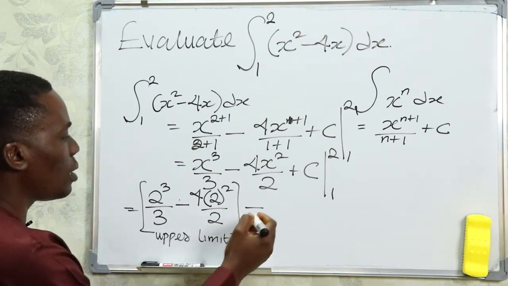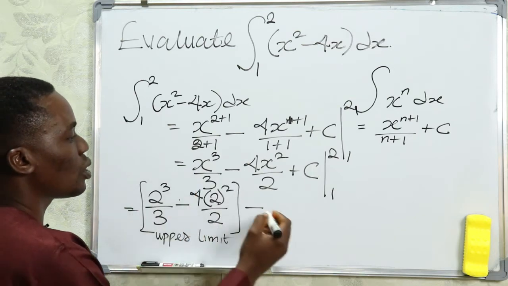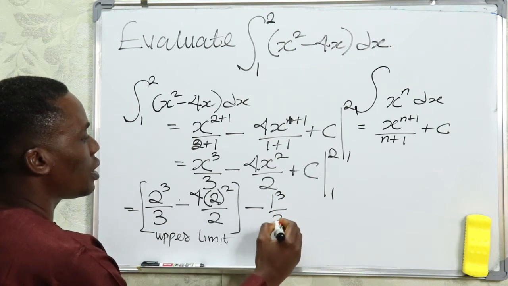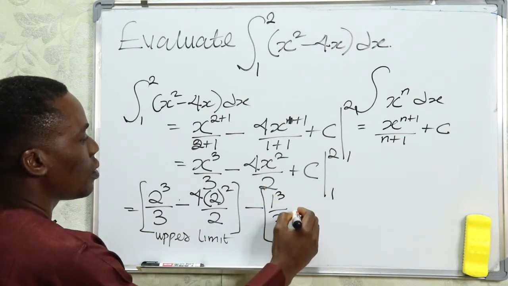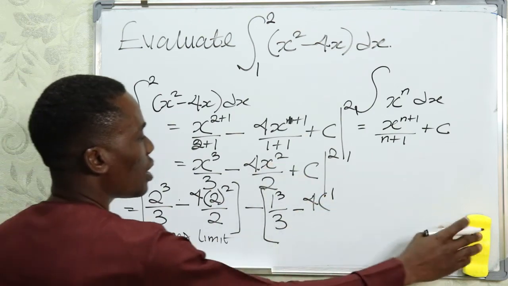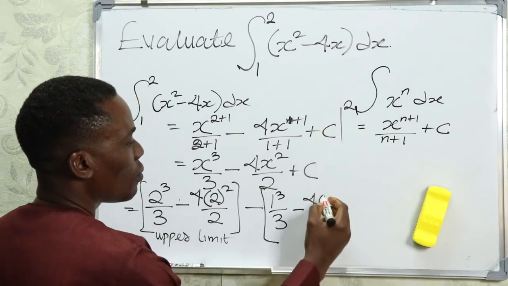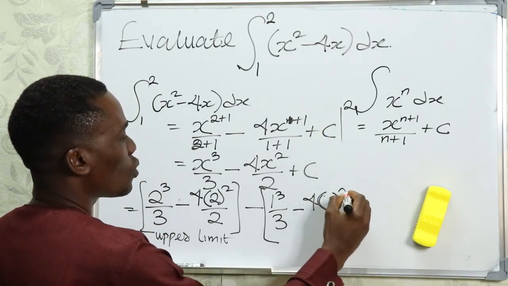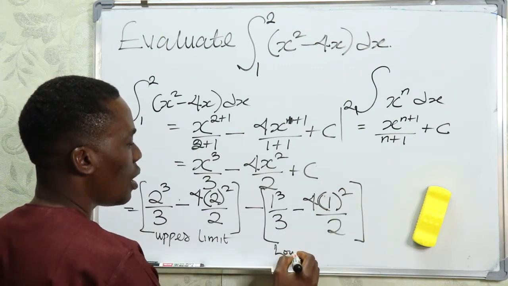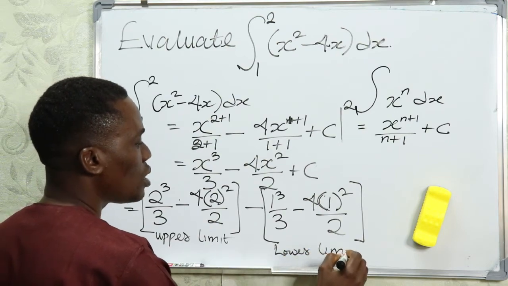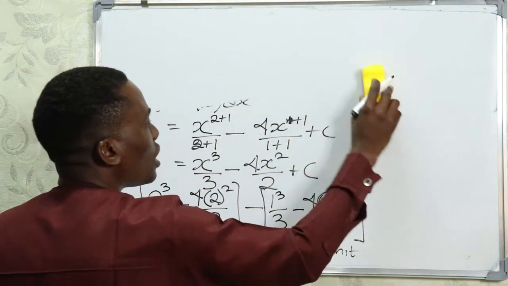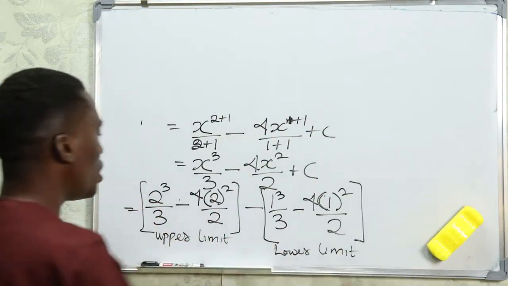Now let's look at the lower limit. For the lower limit, our value for x is 1. So that will give us 1 raised to power 3 all over 3, minus 4 raised to power brackets 1 square all over 2. That is our lower limit. So all we need to do is simplify this to get our final solution.